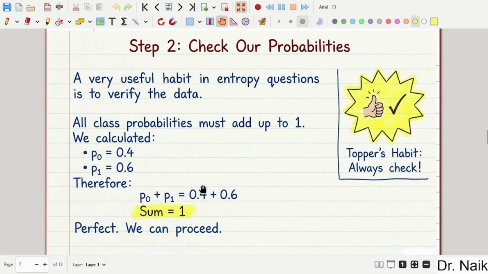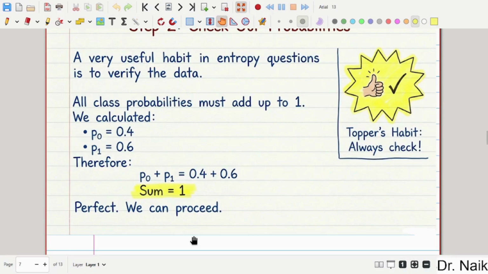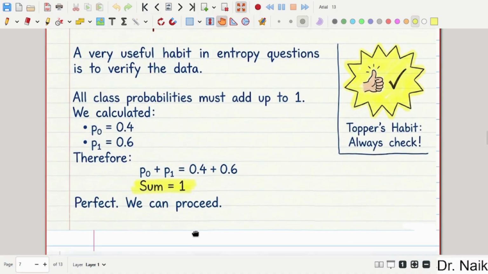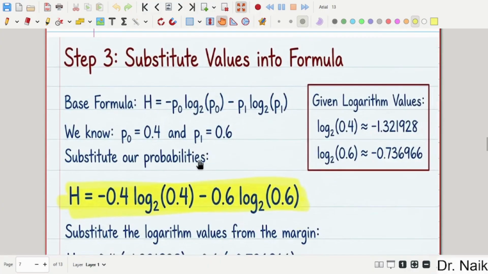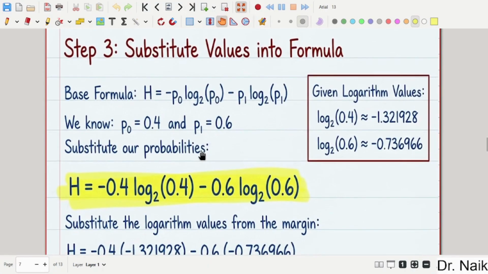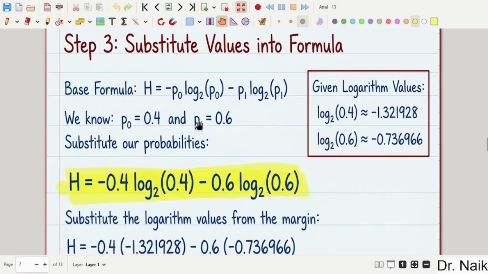Now check whether P0 plus P1 is 1 or not. 0.4 plus 0.6 is 1, so our calculation is correct. Now substitute the values into our formula of entropy. The entropy formula is minus P0 multiplied by log base 2 of P0, minus P1 times log base 2 of P1.